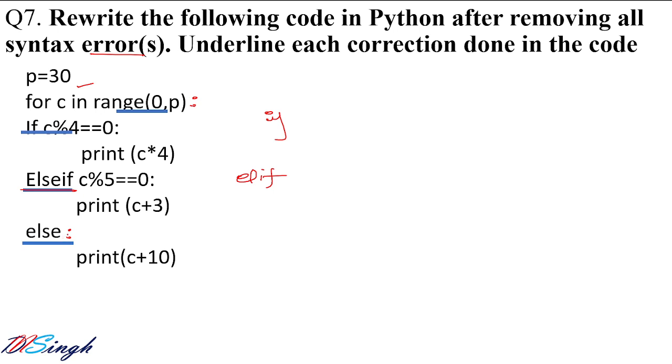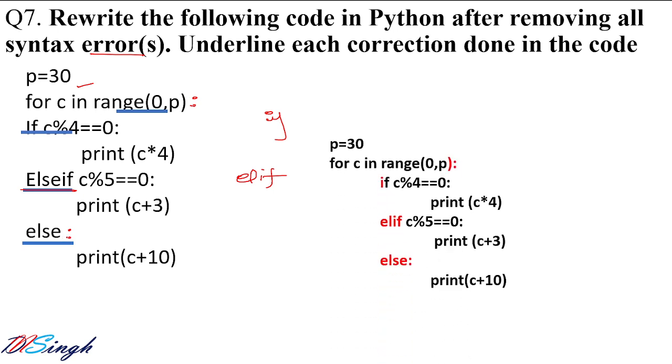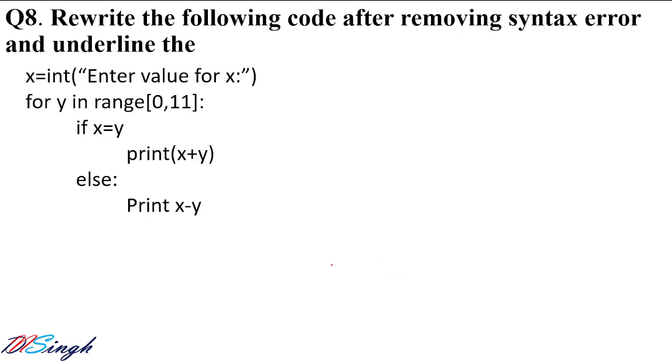So after finding out all the errors we have to write our code after removing those syntax errors and highlight or underline wherever we have made the correction. So this is the answer for this question. Eighth question we see, rewrite the following code after removing syntax errors and underline the correction you made. So there you have x equal to int, enter value for x.